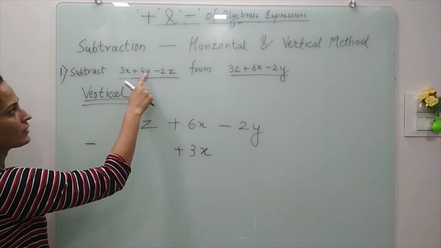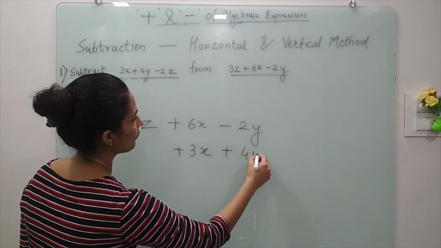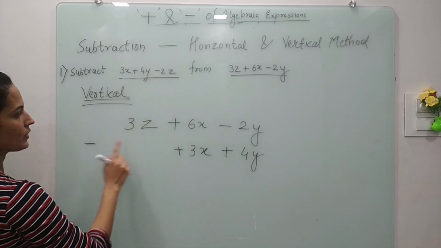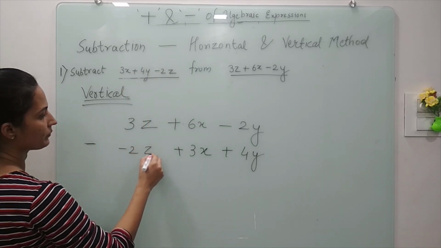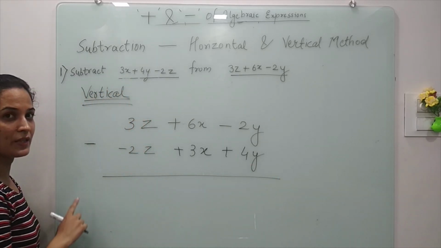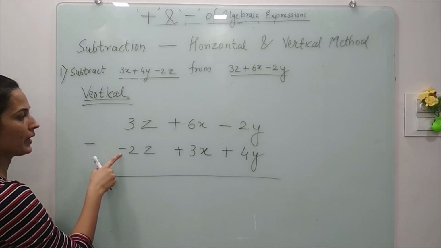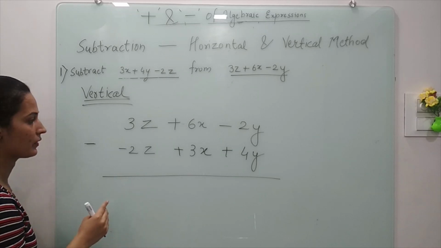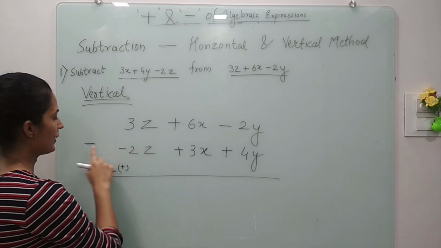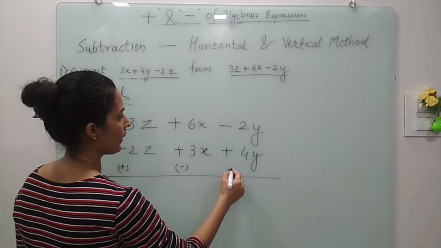Now this is 4y, and I can write this below, plus 4y. And then this is minus 2z. The sign here is minus, so this will be written as minus 2z. Now as we have seen in the horizontal method, when we subtract, the signs change. So here also, this minus into minus will become plus. This minus into plus will become minus. This minus into plus will become minus.